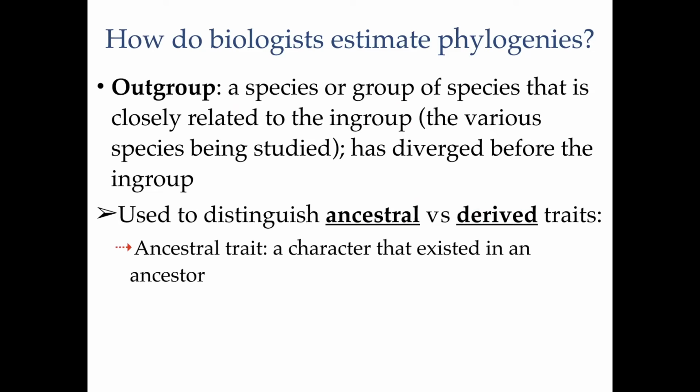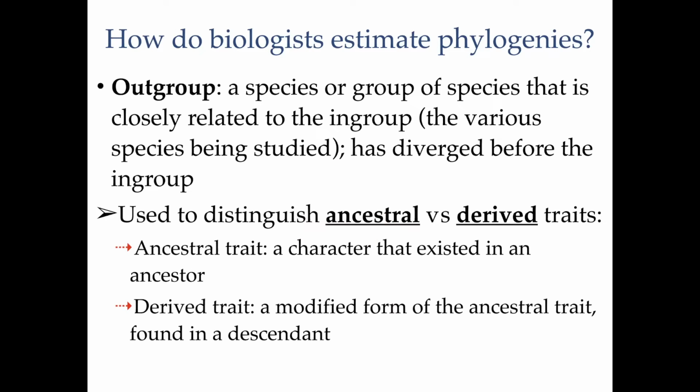Because it's going to help us to distinguish ancestral from derived traits. One ancestral trait is a character that existed in an ancestor. If the trait is present in the outgroup and in the root, it means that it was an ancestral trait. In comparison, a derived trait is a modified form of the ancestral trait that is found in the descendant. So it's not going to be present, for example, in the outgroup, or in the groups that diverged before that one.